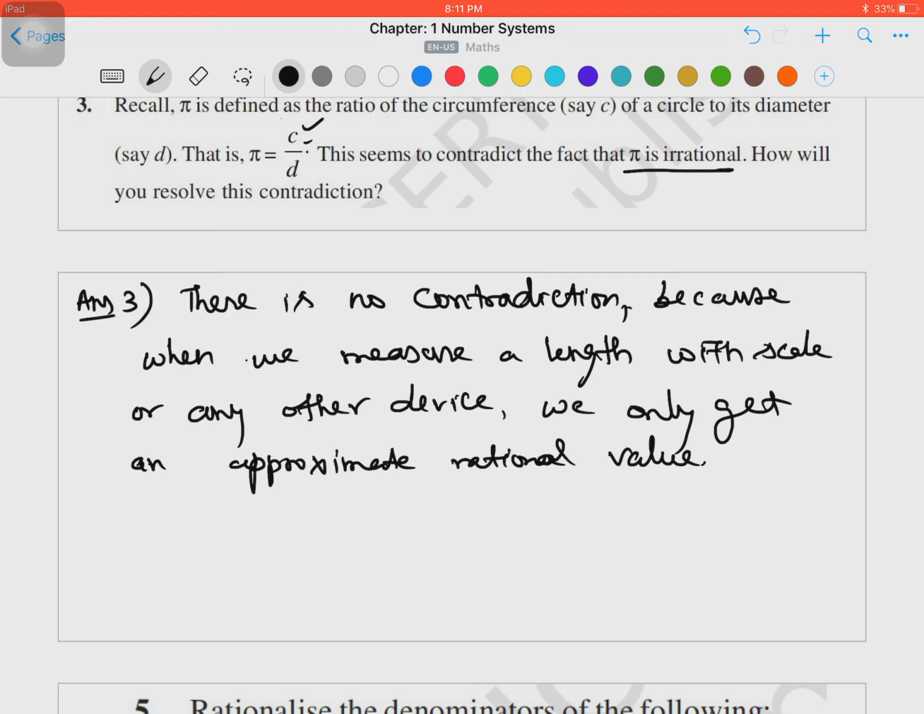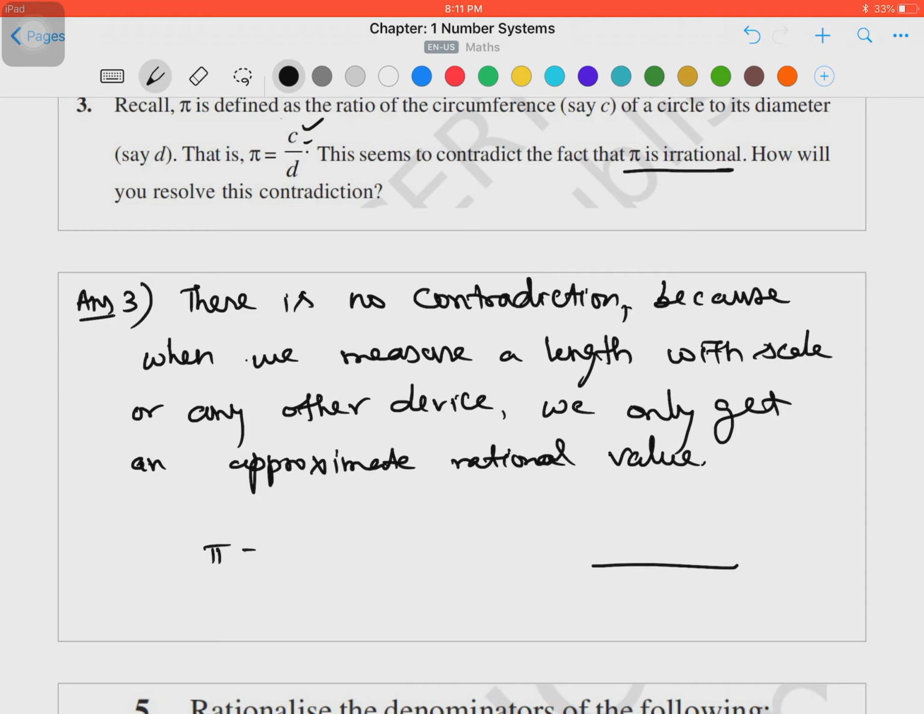We think that pi is a rational number, while pi is not a rational number, because whenever you measure a length, suppose we have a line, if you measure its length using a scale or any other device, you will get a rational number. But in actuality the length is an irrational number, because we cannot measure it accurately. We always get an approximate rational value. That's why we never realize that either c or d is an irrational number.